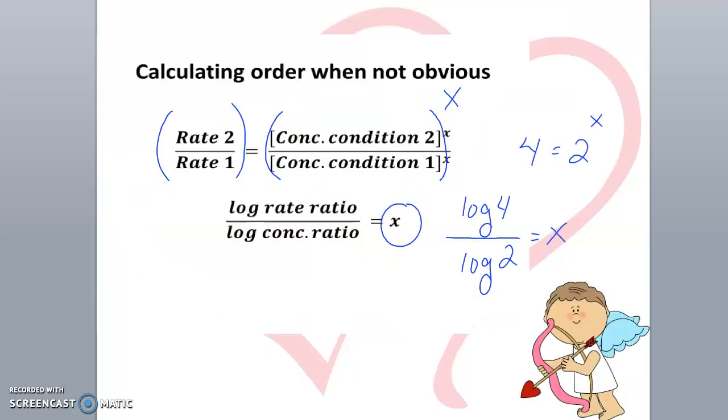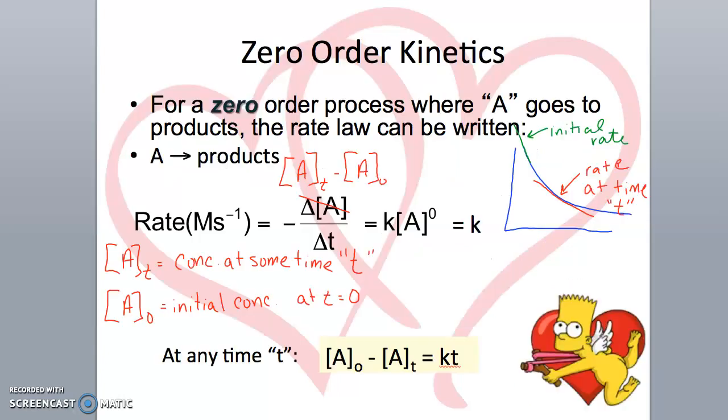A useful method for determining the order of a reactant when it is not obvious is to take the rate ratio of the two experiments and then take the base 10 log of this value. This will be divided by the log of the concentration ratio, and the result will be your order. This is the method we used in the lab where we did the method of initial rates.